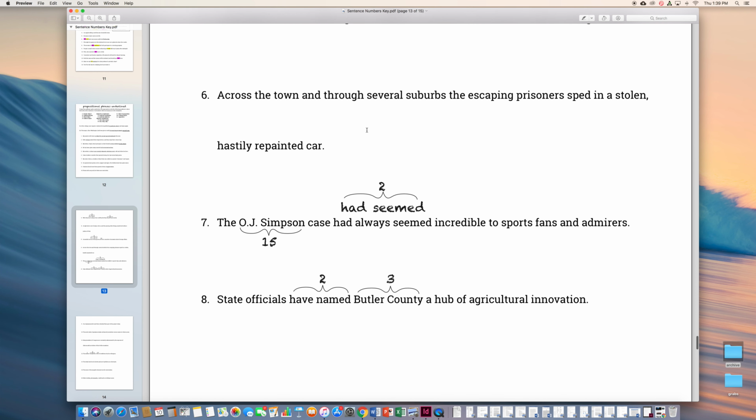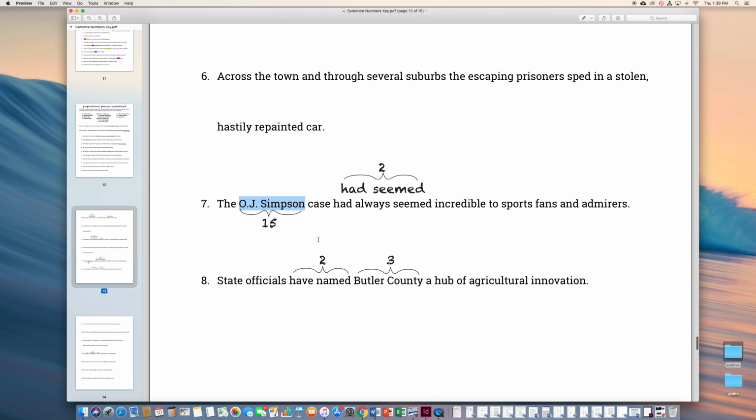Okay, one more thing that I want to point out here. When we have a proper noun, such as O.J. Simpson, we put all of that together, and it is its own sort of single noun, right? Butler County here is another example. So this is a case in which we group these words together. Now, what would normally be a proper noun here, as I mentioned earlier, is serving instead to modify case.